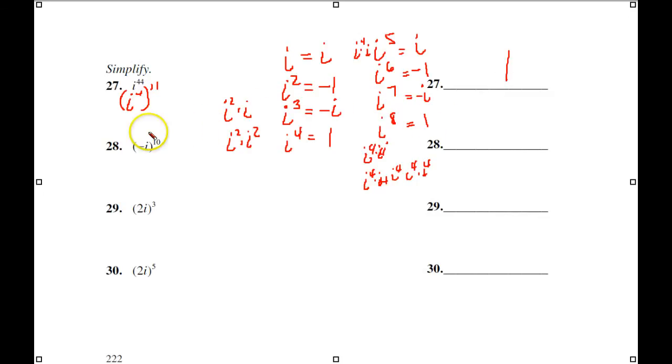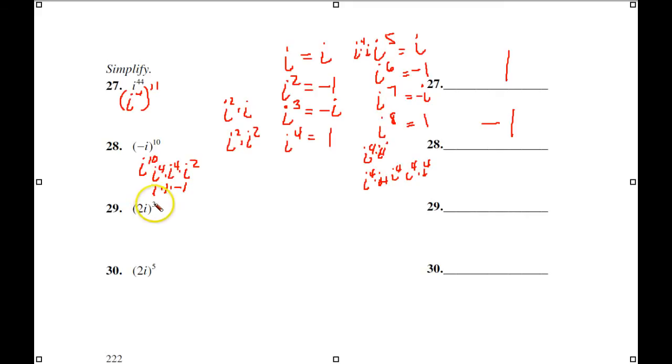Now here we have a negative i. Now remember, anytime we have a negative to the 10th power, now I wanted to write this out for you. Anytime we have a negative that's raised to an even power, it's the same as if that were a positive i. So i to the 10th is i to the fourth times i to the fourth times i to the second. And these are all ones. And i to the second is a negative 1. So our answer here is negative 1.